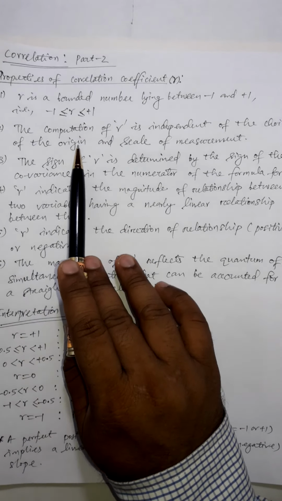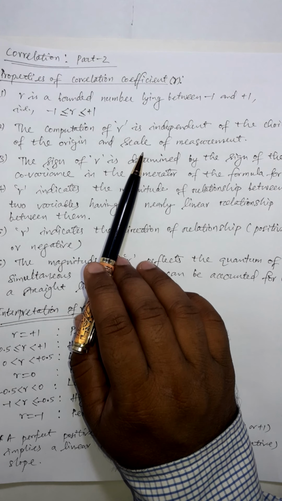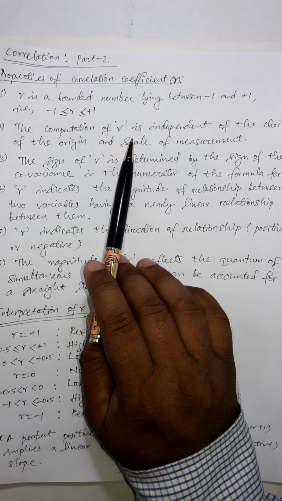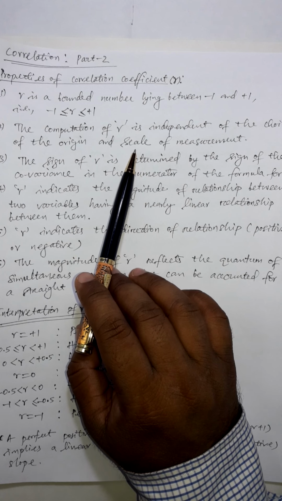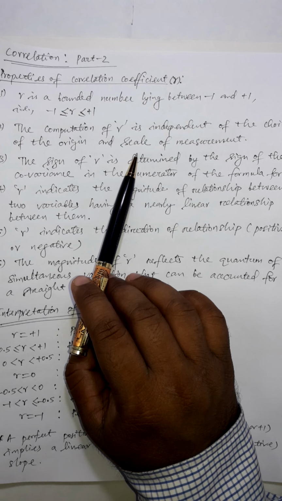The second property says that the computation of the correlation coefficient is independent of the choice of origin and scale of measurement. So, you can choose any origin or you can change the scale of measurement, and the coefficient of correlation is not going to change. It remains the same. It is independent of both the choices. And how it happens, we'll discuss through one big example at the end of this video.